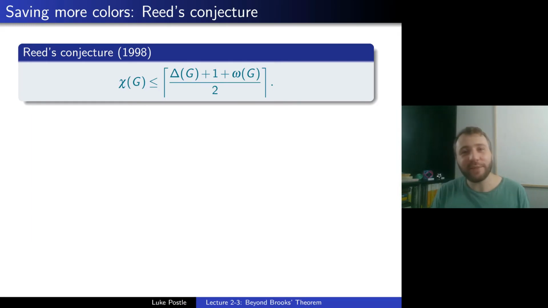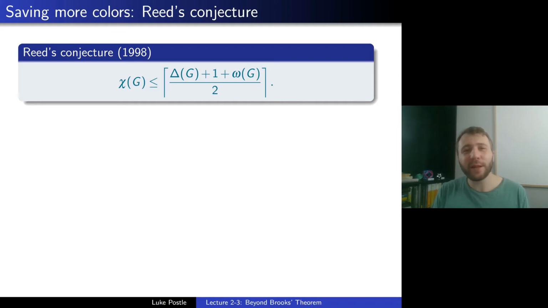Then actually there's a very nice conjecture of Reed from 1998. It's surprising to me it took this long to make such a beautiful conjecture, and here it is: the chromatic number is at most delta plus 1 plus omega over 2, but rounded up because that'll be a fraction. And what is this number saying?